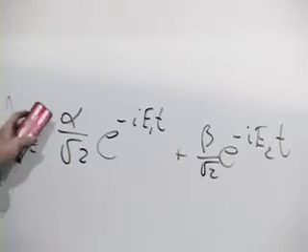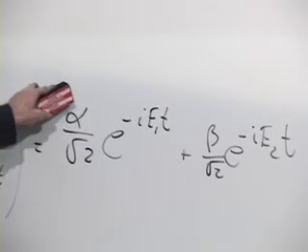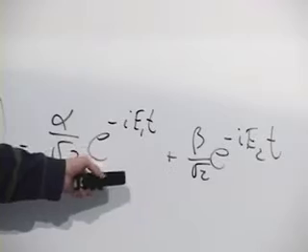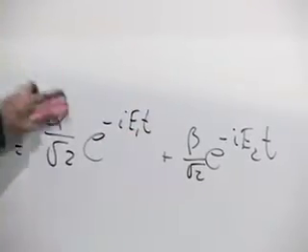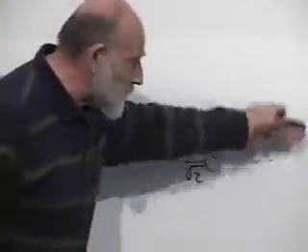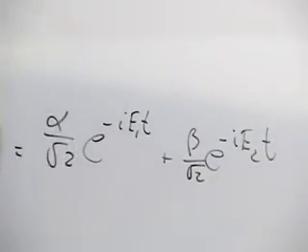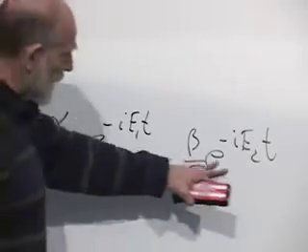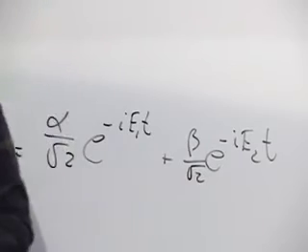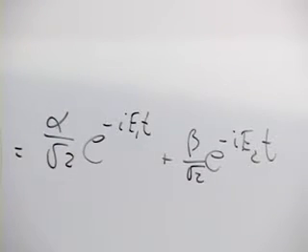The individual components will be alpha star alpha over 2, and the e to the i E t factors will cancel. When we multiply this by its own complex conjugate, the e to the i E t will cancel. Likewise for this one. But the cross term, the term gotten from multiplying this by this, is going to have an interesting time dependence. All right, so let's actually examine it and see what we get.